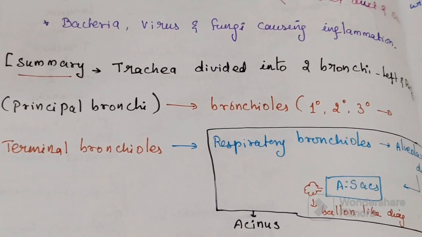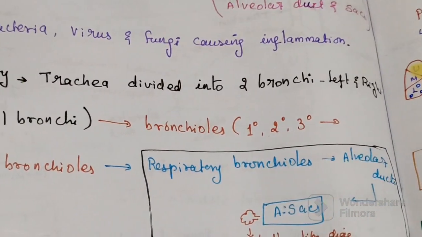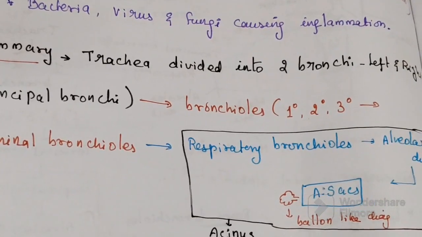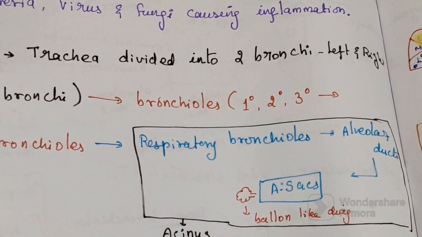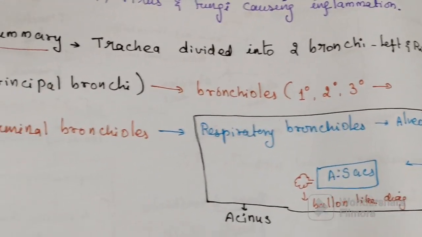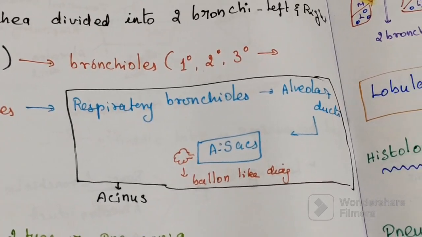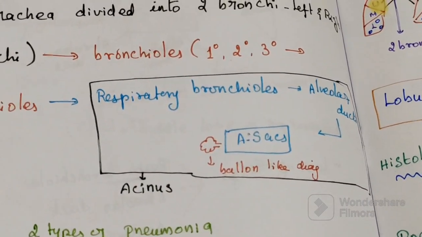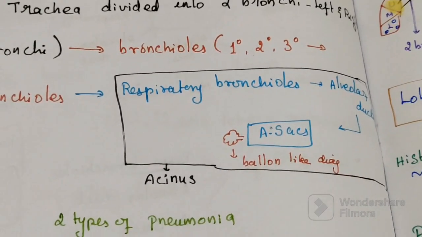So, summary: the trachea divides into two bronchi, left and right. These are the principal bronchi. Then there are bronchioles, having three types: primary, secondary, tertiary. After that terminal bronchioles, then respiratory bronchioles, alveolar duct and alveolar sac. The balloon-like structure is called the alveolar sac. The last three parts are called the sinus.